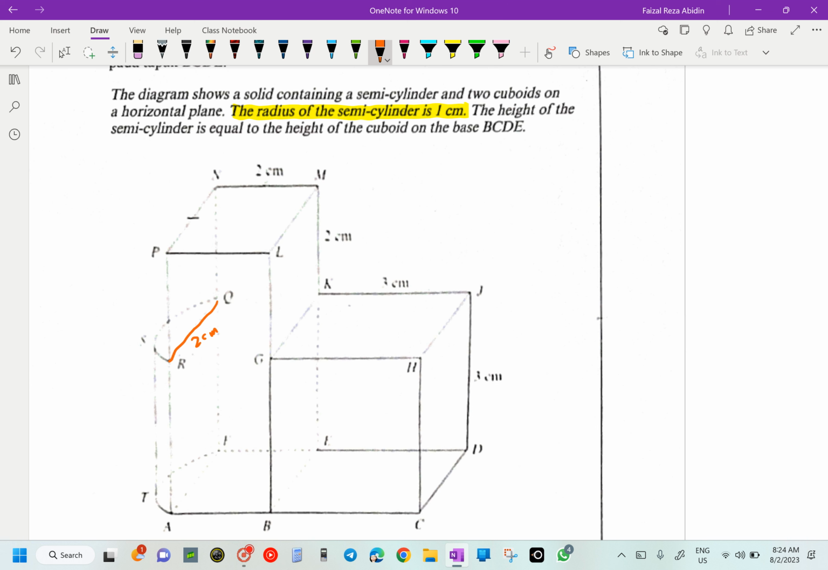Okay. The height of the semi-cylinder is equal to the height of the cuboid. Ini girls, cuboid B C D E. Maksudnya berapa ni? Yes, 3 cm, from Q to F. F over here also 3 cm. Faham tak? Good. Okay, this one is going to be the same.